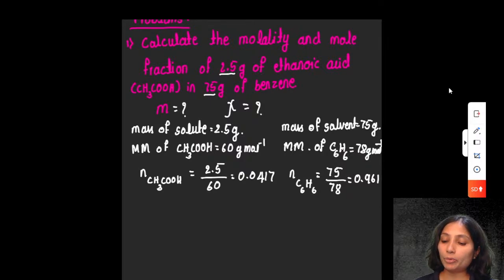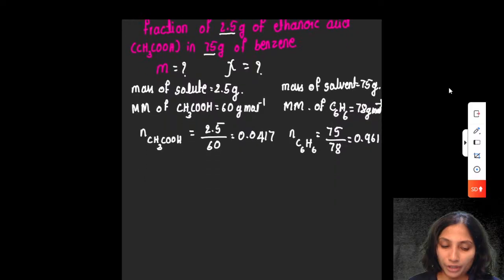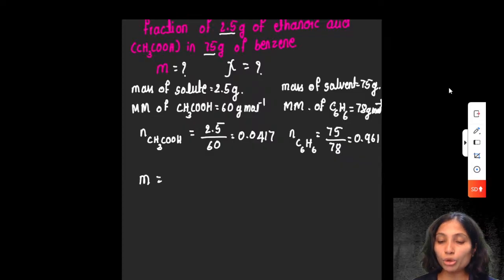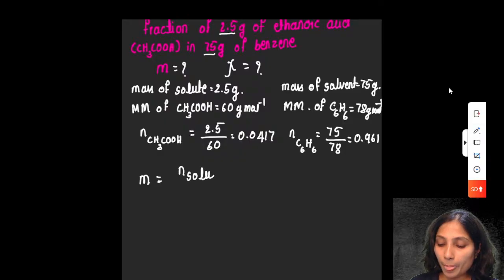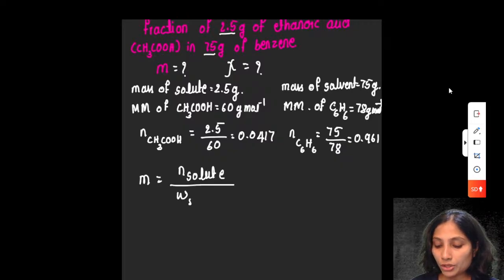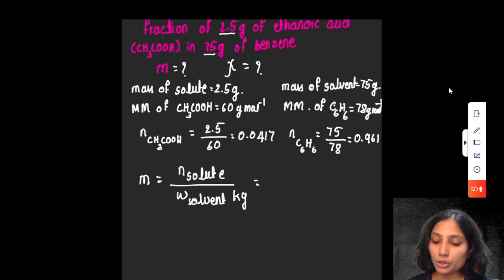How can I calculate molality? We know the formula. Molality is equal to number of moles of solute. What is number of moles of solute? You have to write the formula. Number of moles of solute divided by mass of solvent in kg.